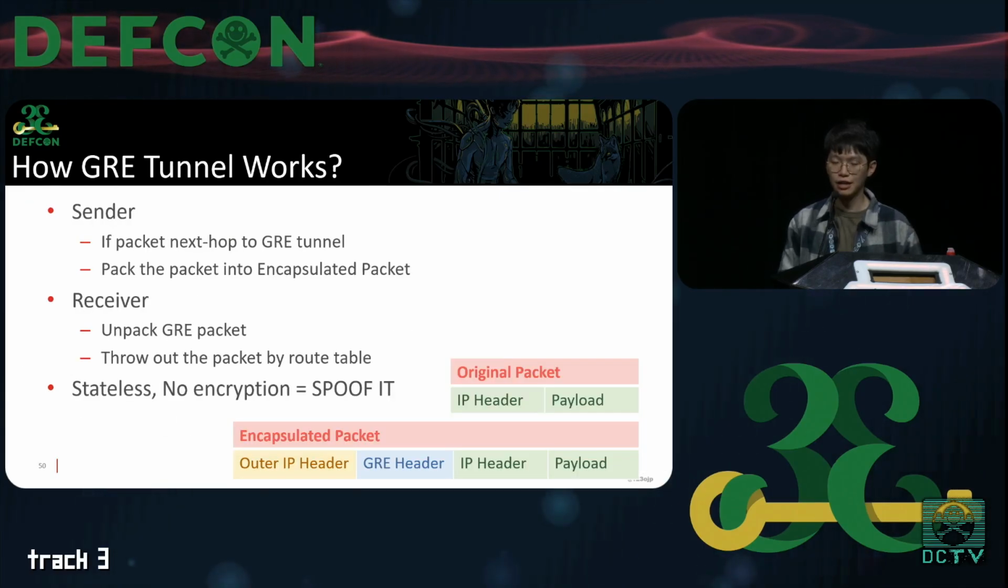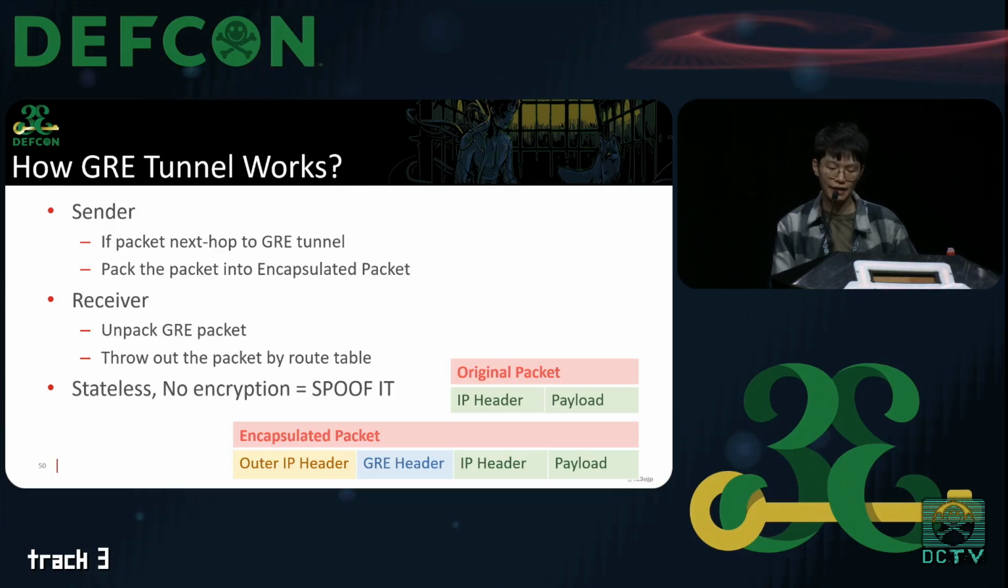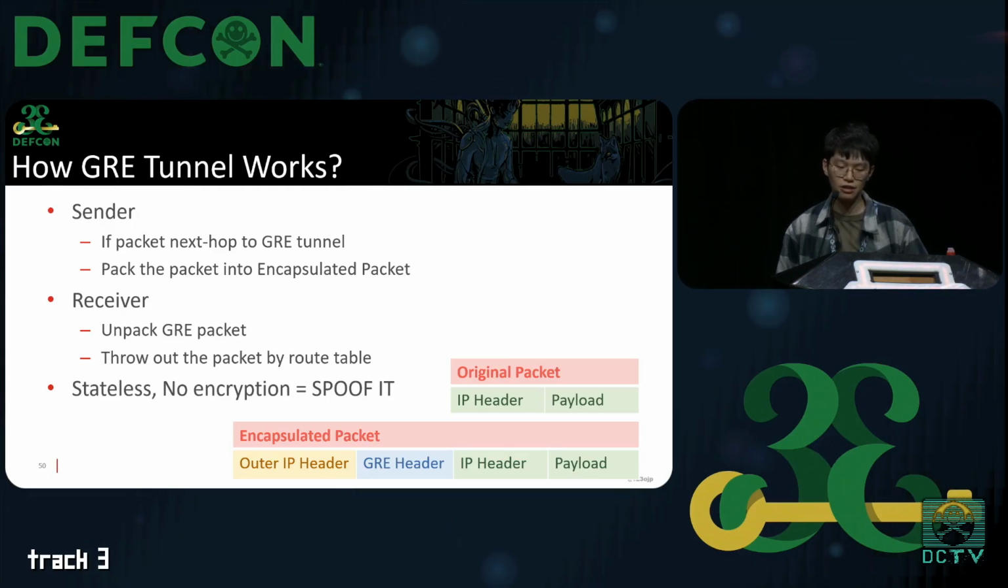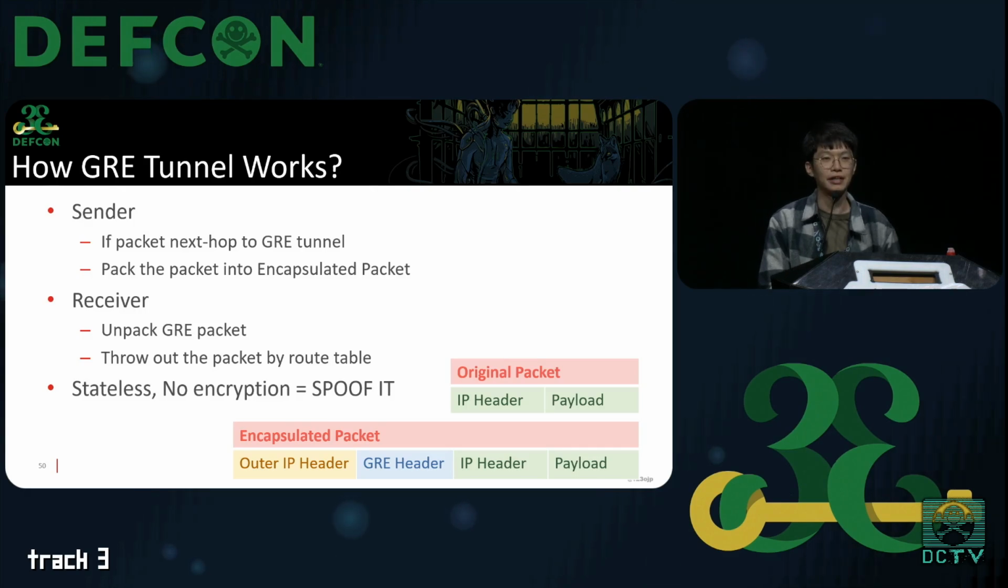So how does GRE work? When a packet wants to go through a GRE tunnel, the kernel will pack the packet with a GRE header and send it over the public internet. At the receiver side, the GRE packet is unpacked, and the inner packet is forwarded according to its routing table. GRE is stateless and doesn't provide any encryption, which means it is possible for anyone to spoof a GRE packet via the public network.